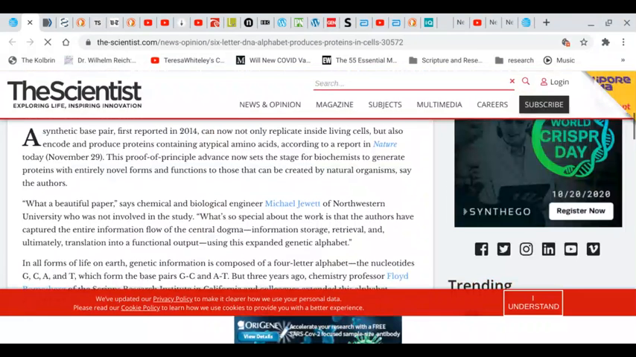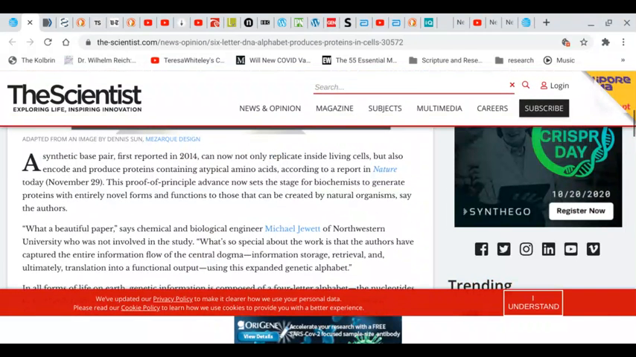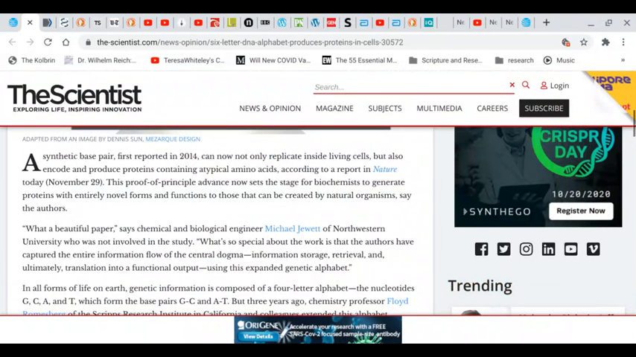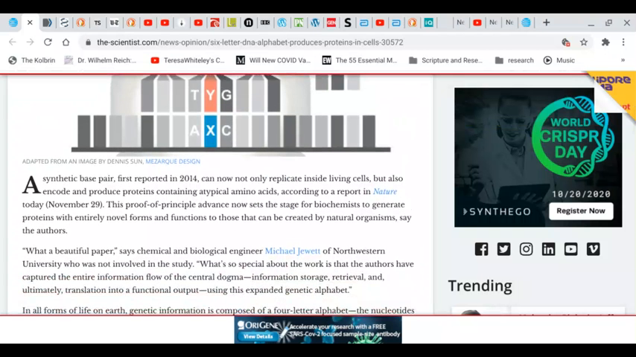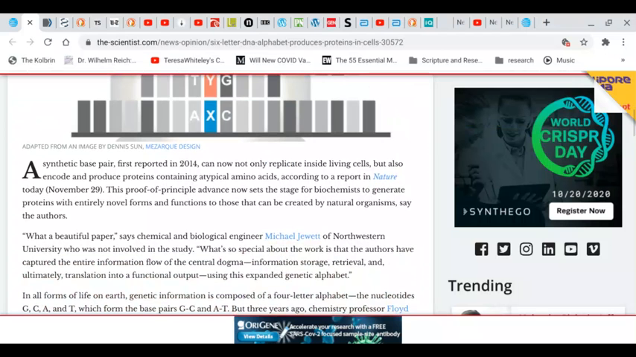A synthetic base pair, first reported in 2014, can now not only replicate inside living cells, but also encode and produce proteins containing atypical amino acids, according to a report in Nature today, November 29. This proof of principle advance now sets the stage for biochemists to generate proteins with entirely novel forms and functions to those that can be created by natural organisms, say the authors.